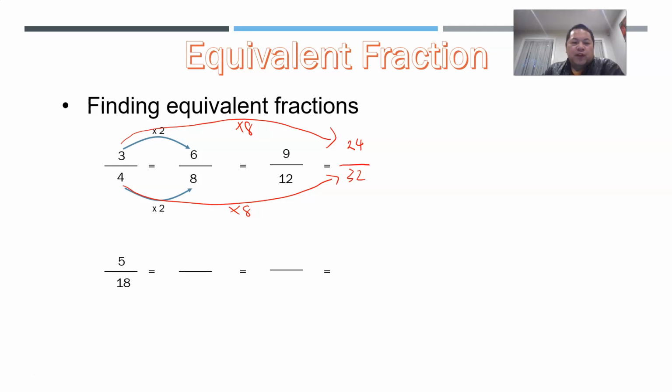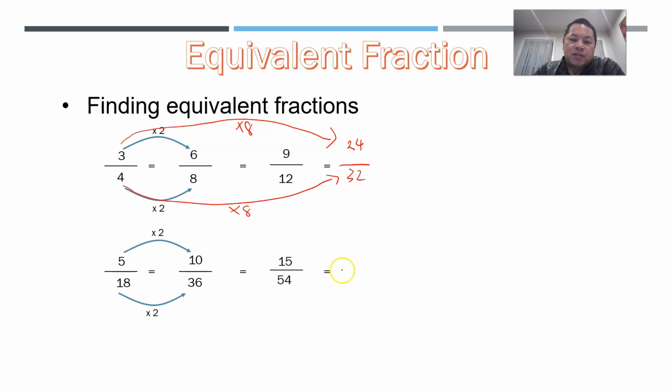So moving on, if it's 5/18, a slightly more complex fraction. If I times 2 to the numerator, I get 10. Times 2 to the denominator, I get 36. If I times 3 to the numerator, I get 15. Times 3 to the denominator, I get 54.